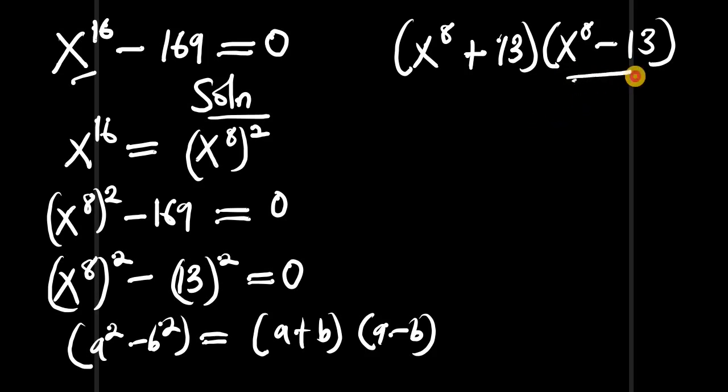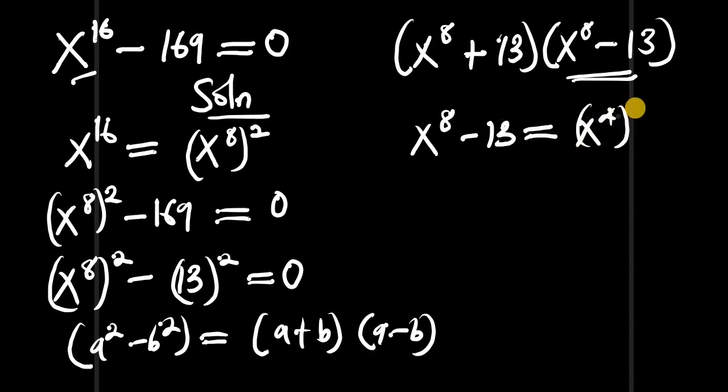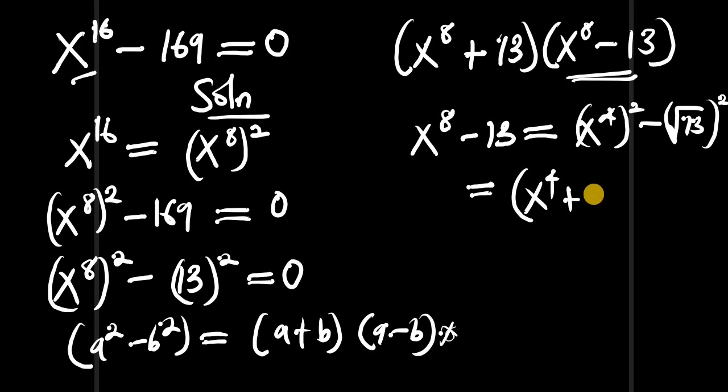Let's concentrate on x to the power of 8 minus 13. It is simply equal to x to the power of 4 all to the power of 2 minus root of 13 all to the power of 2. If we apply the same difference of two squares, this will give us x power 4 plus root of 13, then we have x power 4 minus root of 13.